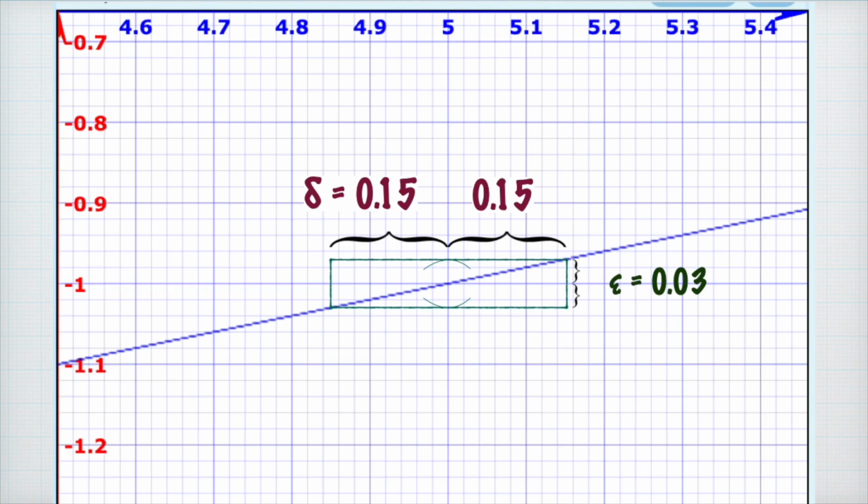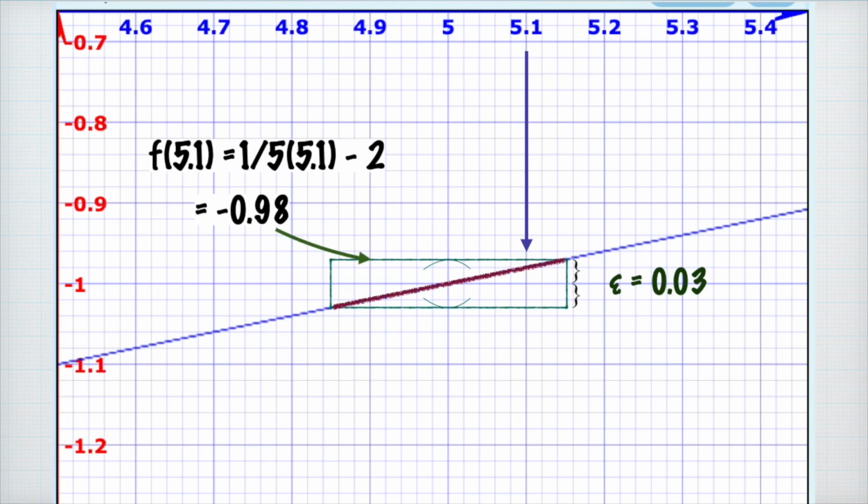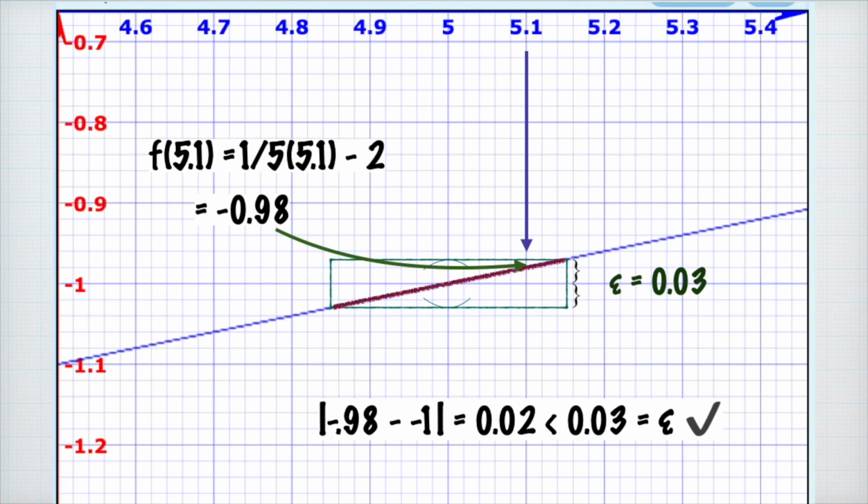In order to be within epsilon of our limit, we need to be within 0.15 of our c value. That will give us values of the function between -1.03 and -0.97. So let's check it. Let's pick an x value within 0.15 of our c value. How about 5.1? So we put that into our function, and we get -0.98. If we find the difference between that value and our limit, that needs to be less than 0.03. And it's 0.02, and so we're good.